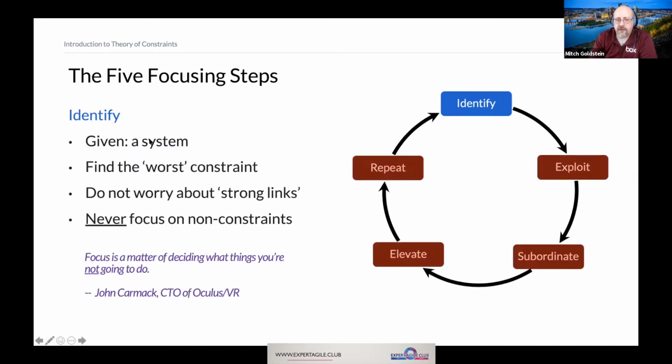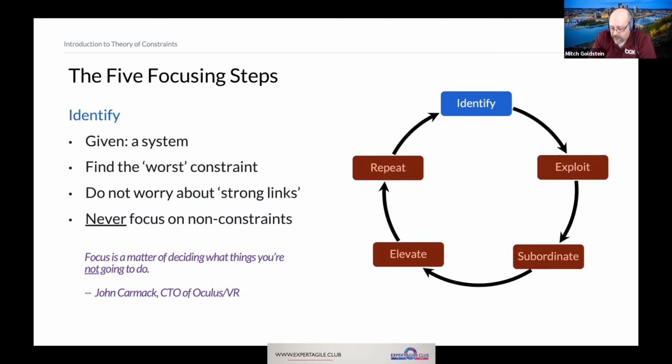The first thing we do is we're given a system and we have to think about this system, identify the constraints, as many as we can, in as much detail as we can. And the reason why we want that detail is because we want to find the one thing that is the worst constraint upon a system.